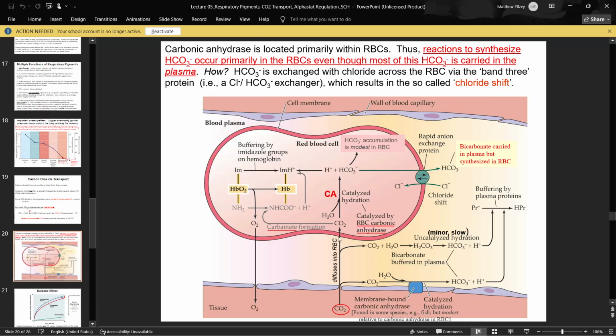So we can see that this carbonic anhydrase is going to catalyze CO2 and H2O into a proton and this bicarbonate. And then we're going to have a chloride shift, where this exchange of bicarbonate with chloride is going to carry it out of the red blood cell into the plasma. So this reaction is occurring in the red blood cell. However, the majority of this bicarbonate is actually carried in the plasma. So CO2 from the outside diffuses into the red blood cell, is catalyzed by carbonic anhydrase into bicarbonate, and is exchanged via a chloride shift across this protein, this Cl-HCO3 exchanger, into the plasma.